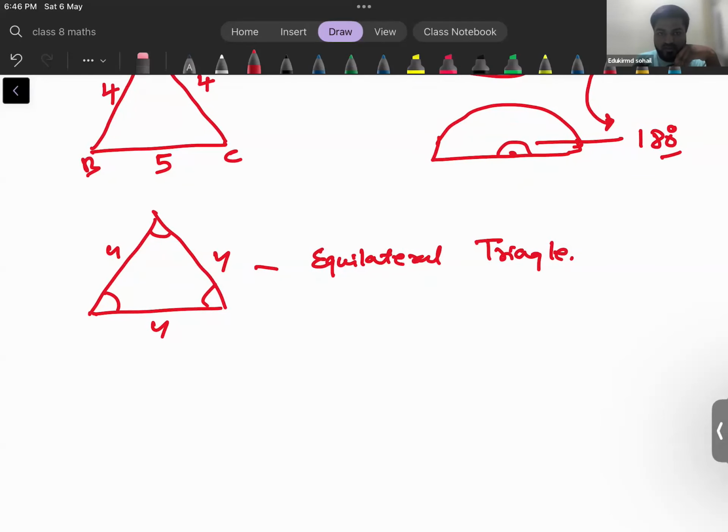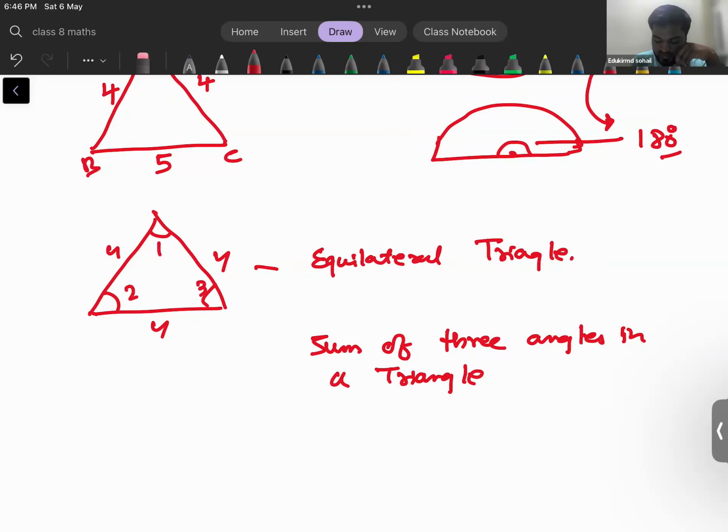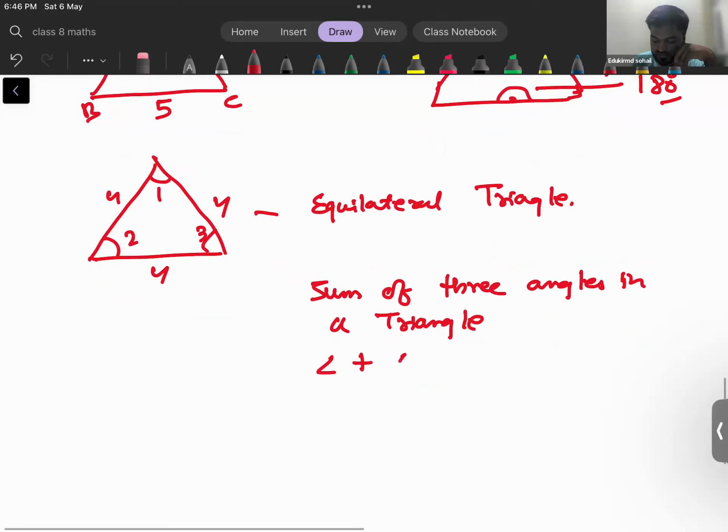Okay, before we discuss the angles, do you know what is the total sum of the angles found in a triangle? Sum of three angles in a triangle. You see, there are three angles in a triangle: 1, 2, and 3. If I add angle 1 plus angle 2 plus angle 3, what do I get? Your voice is not clear, please repeat. 90 degrees? No, it's not 90 degrees. It is 180 degrees. So remember this, the sum of all the three angles of a triangle is 180 degrees.